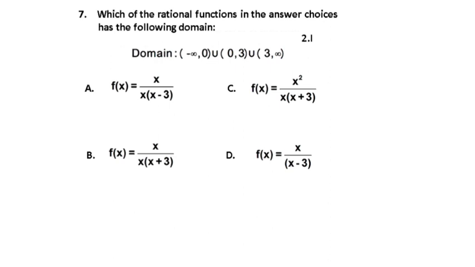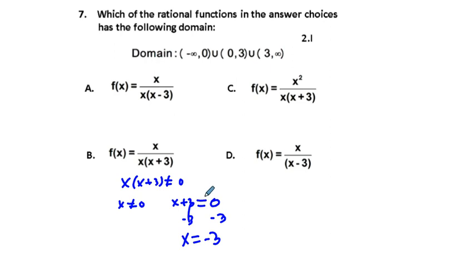Next problem. Which of the following rational functions in the answer choices has the following formula? So you can set your denominator equal to 0. Let's try answer choice B. If we set x times x plus 3 equal to 0, we got x is equal to 0. x plus 3 is equal to 0, and solving, we have x is equal to -3. And really you're looking for where it's not equal to, where your discontinuity is. x cannot equal -3, but I think this domain is going to be 3. This is not right.